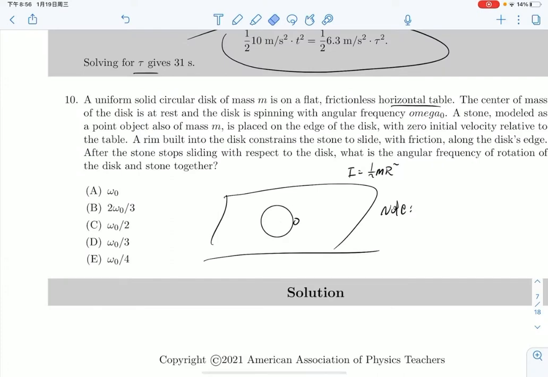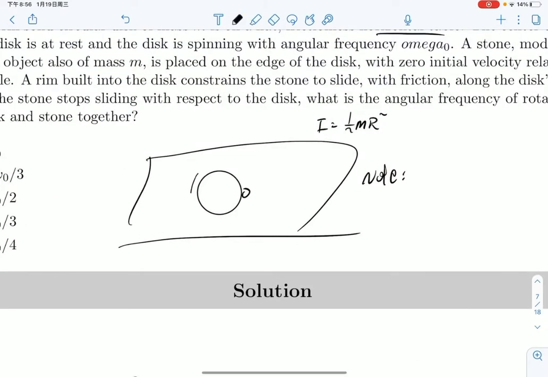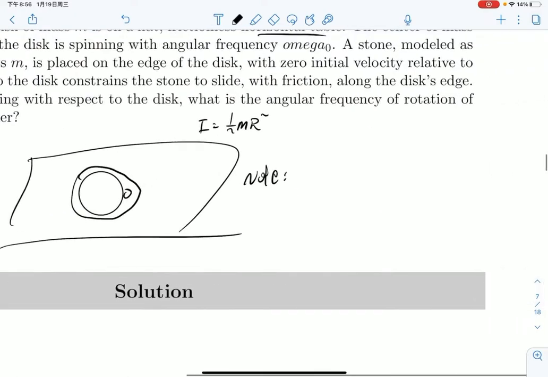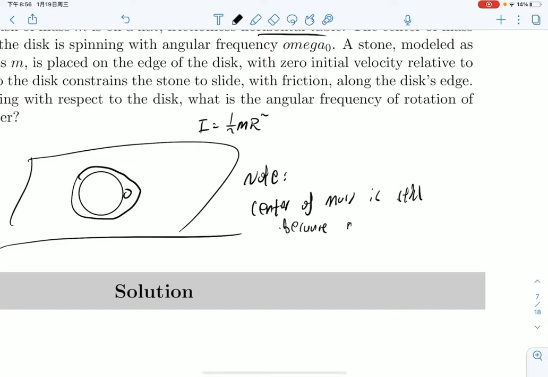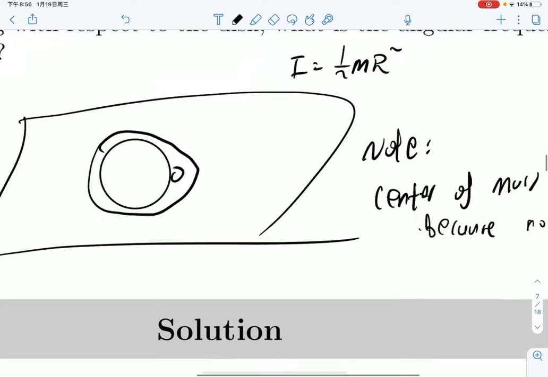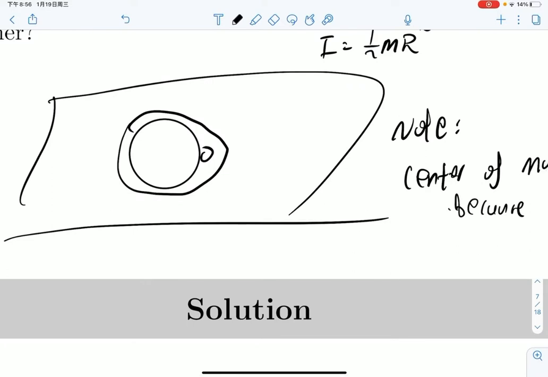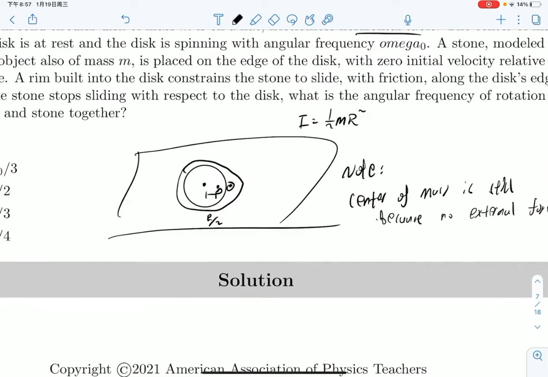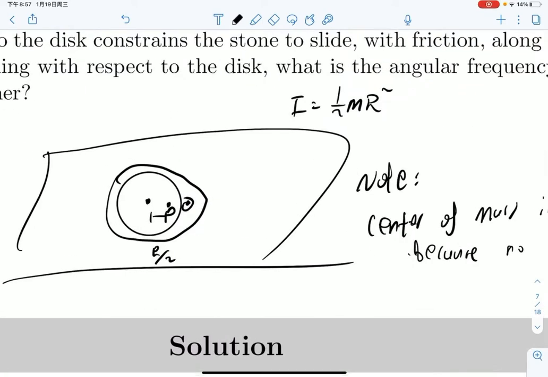So basically, if you have this system, the center of mass is still, because there's no external force. So now you can take the center of mass to be a pivot. So you can see the center of mass is basically over here, which is r divided by 2. So basically now the disk is rotating around the center of mass.